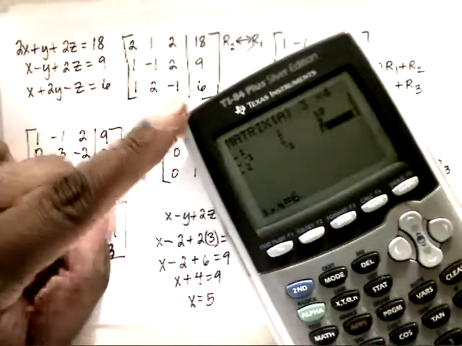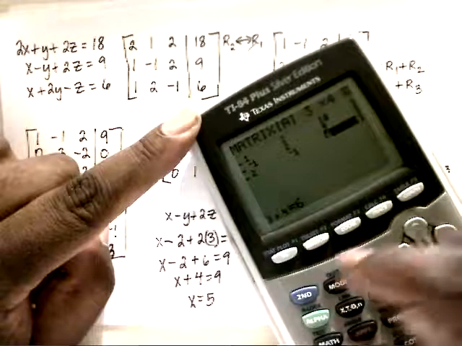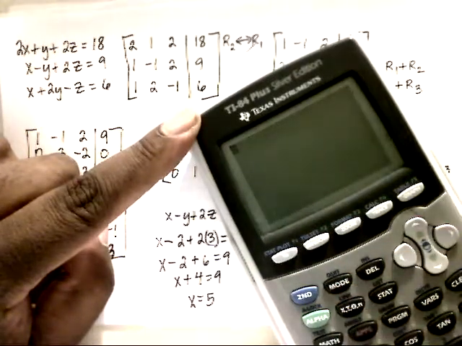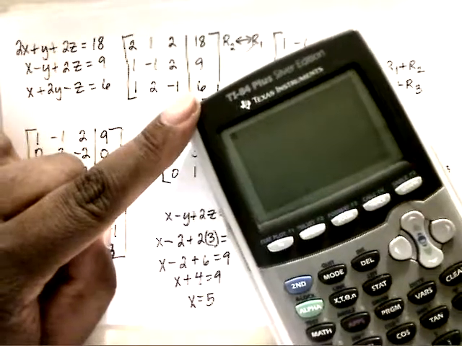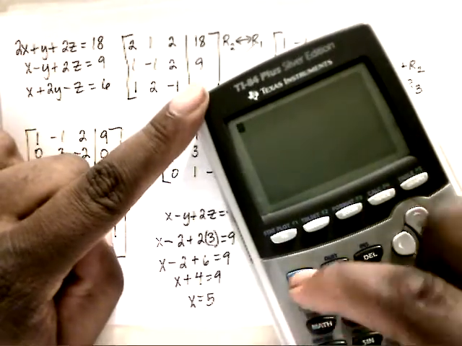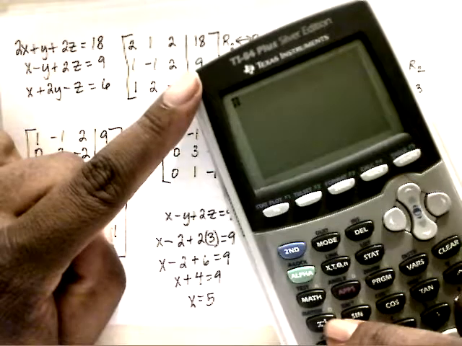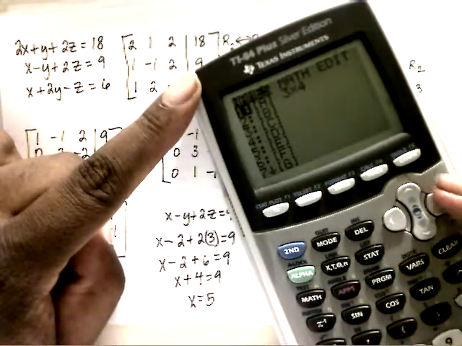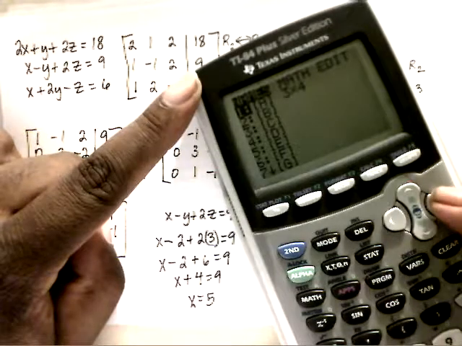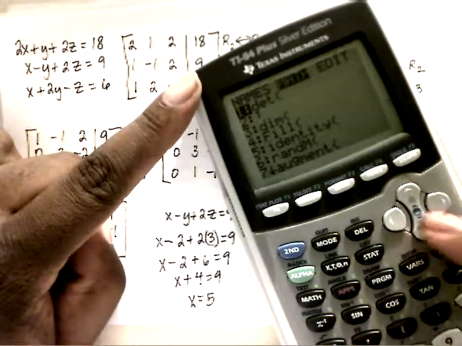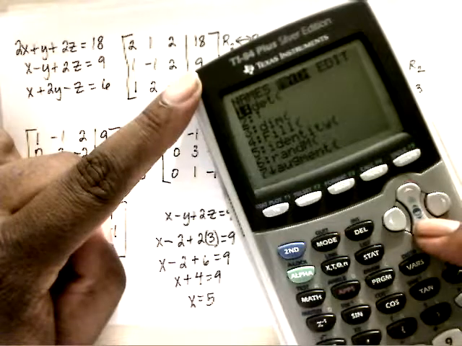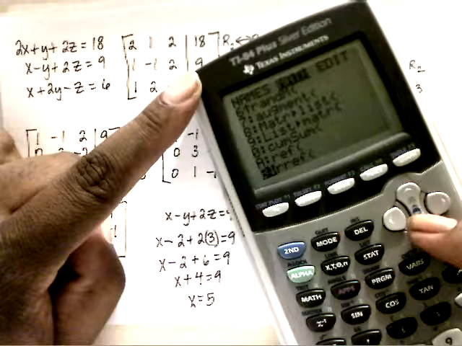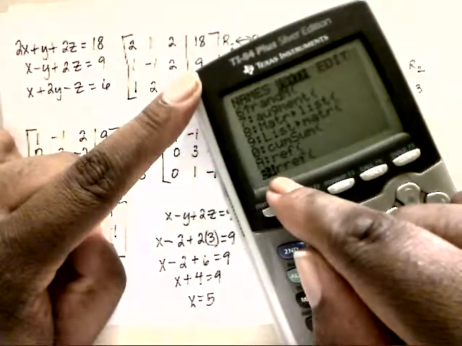Okay. Now to get out of this, you want to press second and mode. And then we're going to do something else here. We need to press second and then x to the negative 1 to get back to this matrix menu. Then you're going to hit your right arrow key to the menu that says math. Now you want to press your down arrow key, because the selection that you're going to find is the one that says RREF.